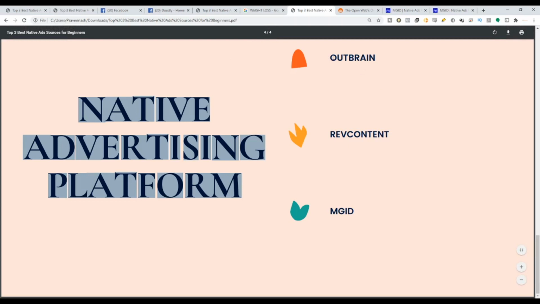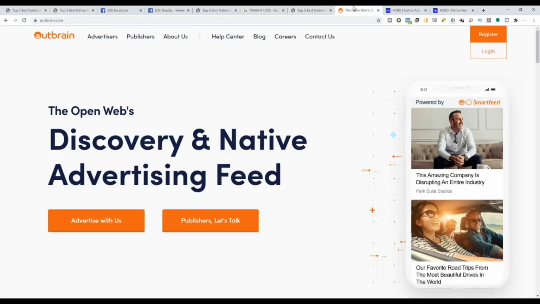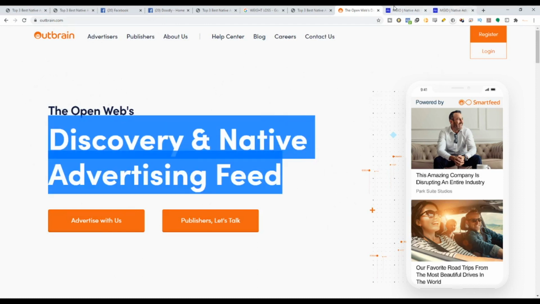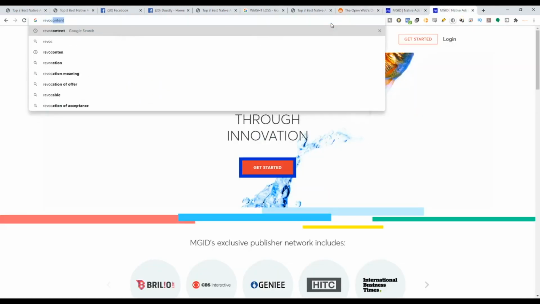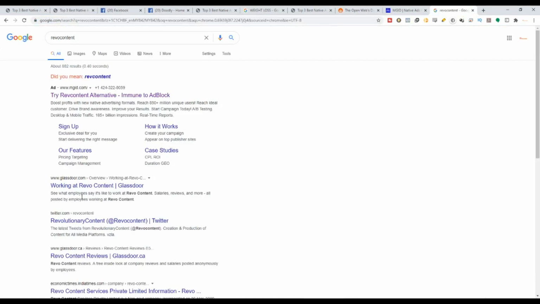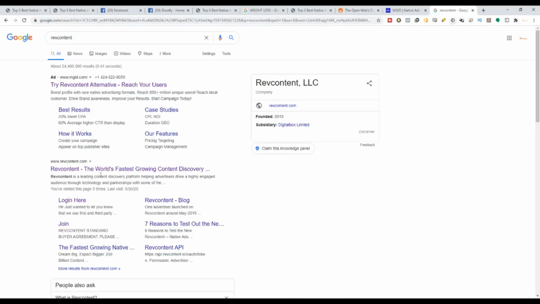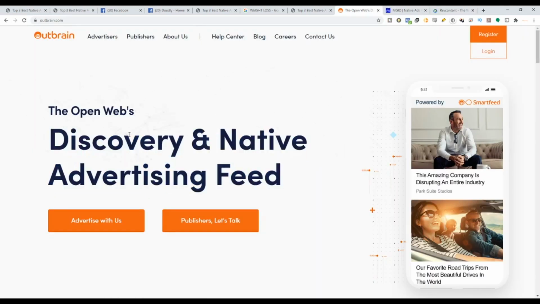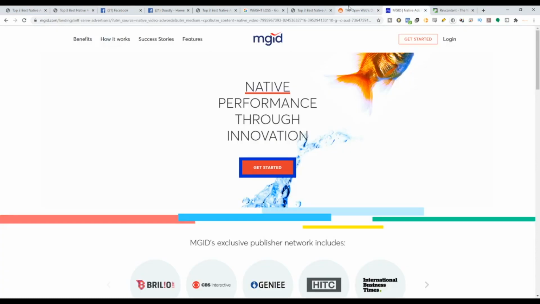So the best platforms that you can actually use are Outbrain, Revcontent, and MGID. Each of these particular native advertising platforms has its own pros and cons. You can actually Google. So this is MGID, this is Outbrain. Let me just hit Revcontent over here. So this is actually Revcontent. Each of these has their own pros and cons, which you can actually search on Google. Make sure you search the pros and cons, like Outbrain versus MGID, for example, and all these kinds of stuff.